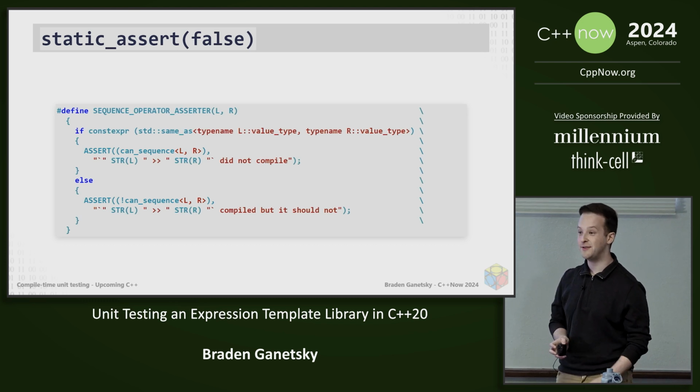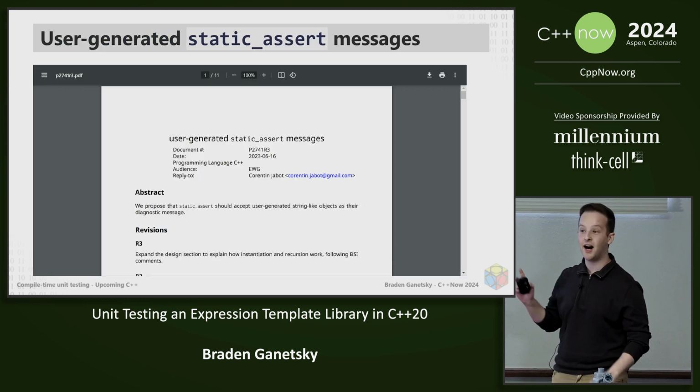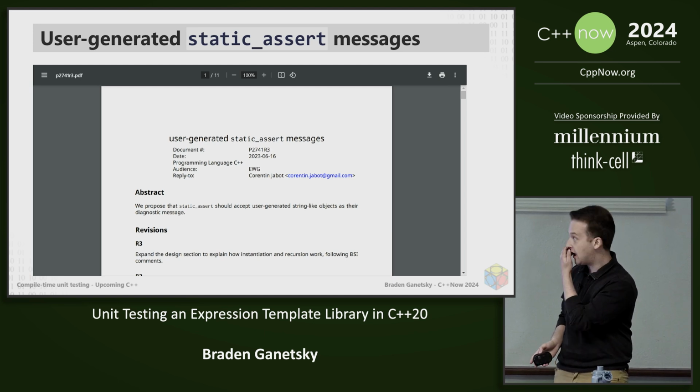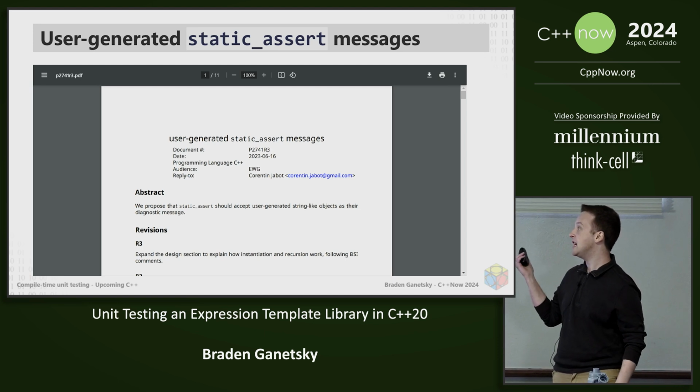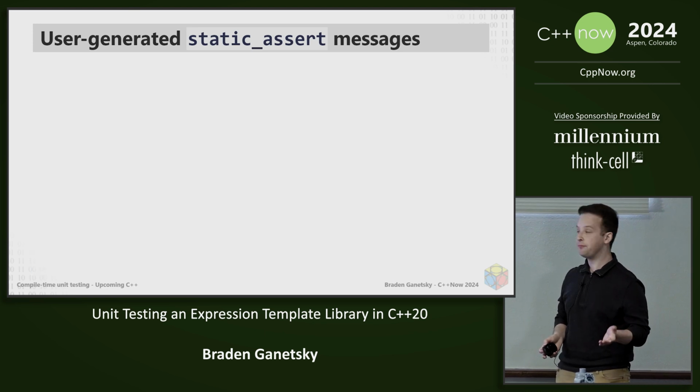Something else I'm looking forward to even more, and both of you said it, and you knew where I was going with this: user-generated static assert messages. I am unbelievably excited for this one. And this is in C++26, which is too bad. But still, this is a paper by Corentin Jabot. It is actually a really good read and very exciting. I will summarize it for you, though.